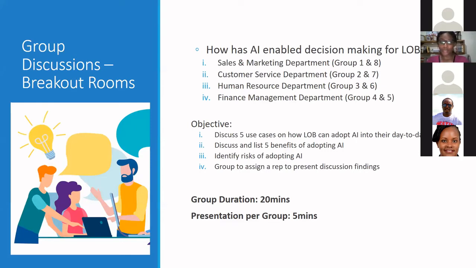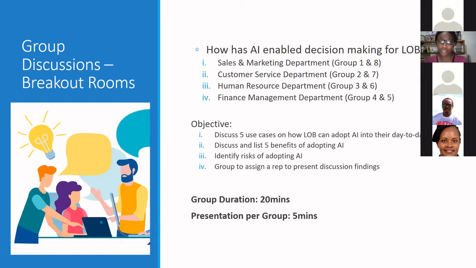During this group discussion, we'll be discussing how AI could potentially enable decision-making in different lines of business of an organization. Joanne, you were to assist me with the group naming, because I noticed I'd done the naming differently from what you have already done. There's systems, tech, health. You'll need to assist me on how we're going to do that.